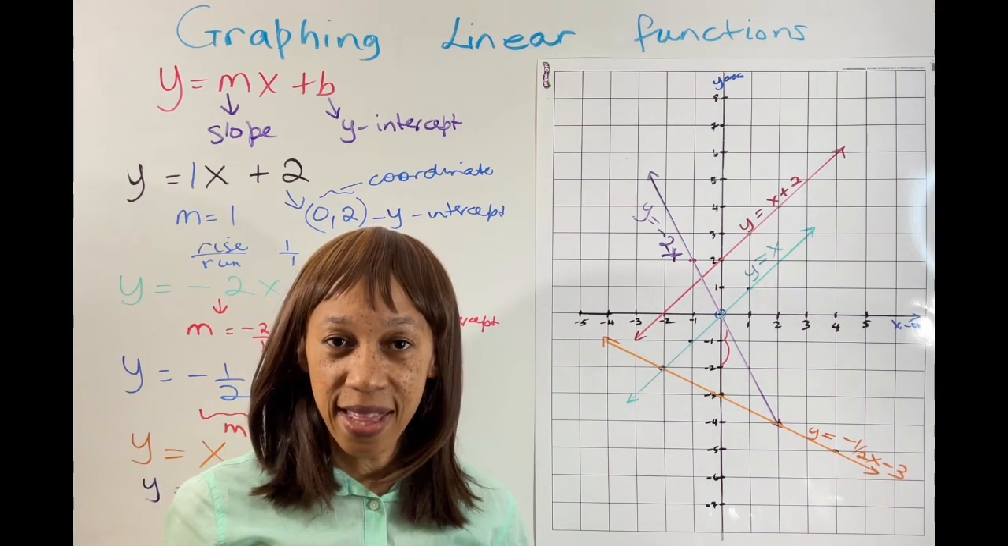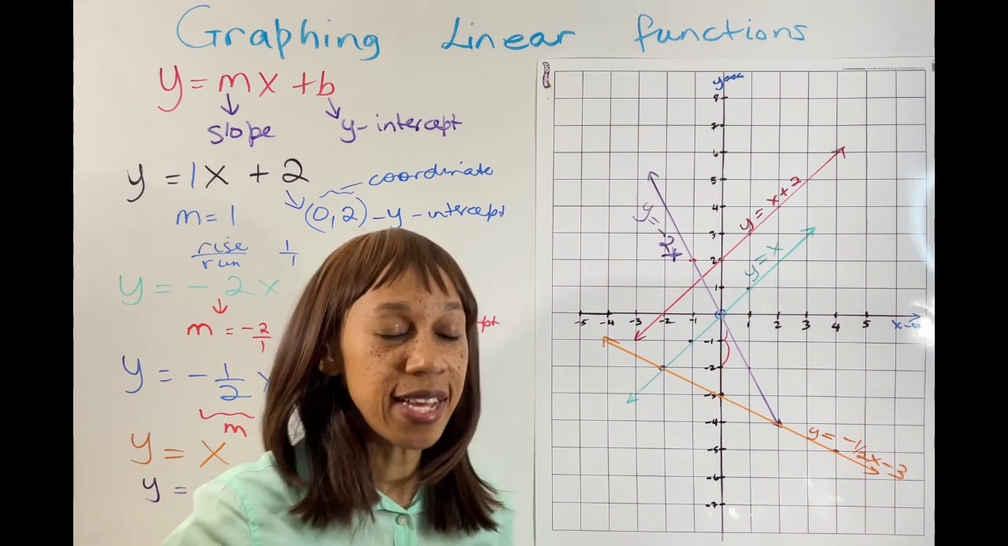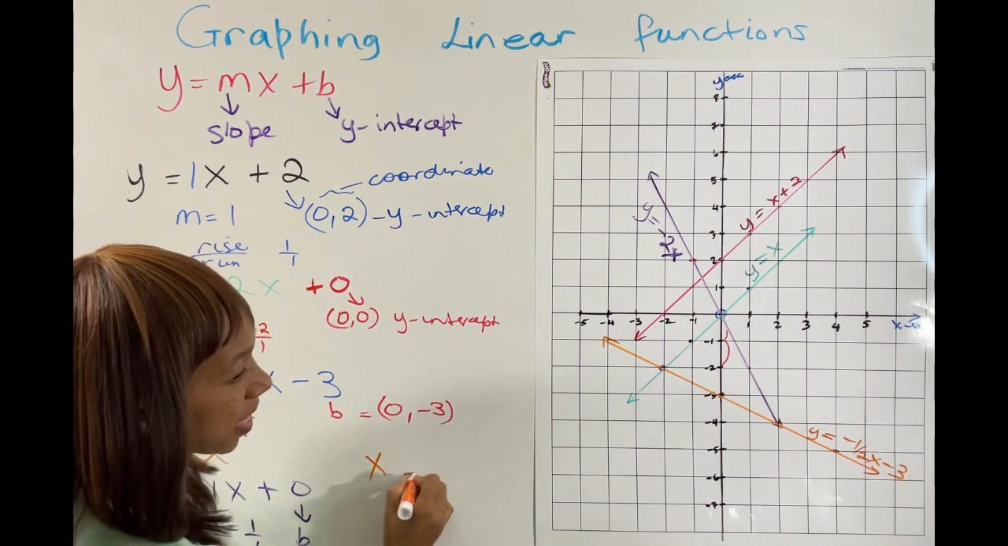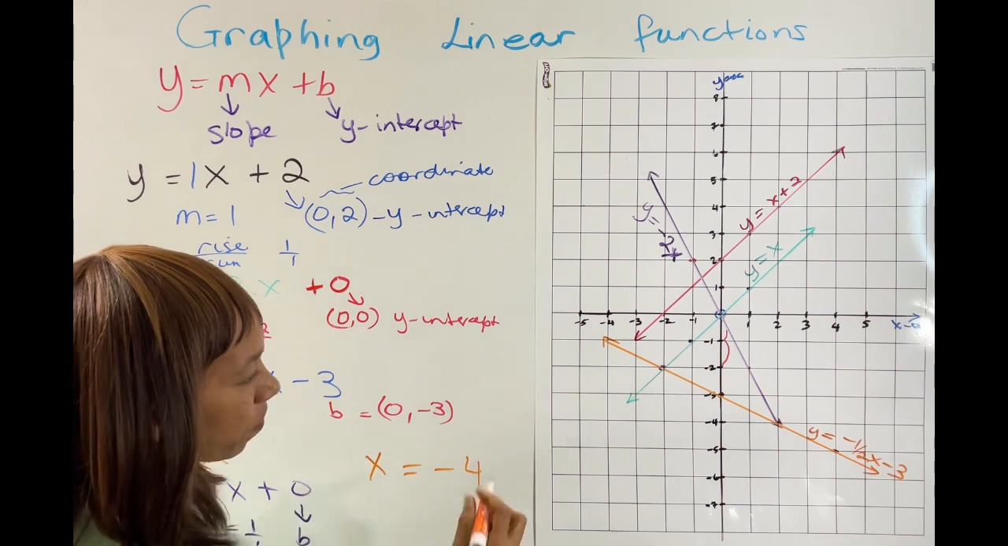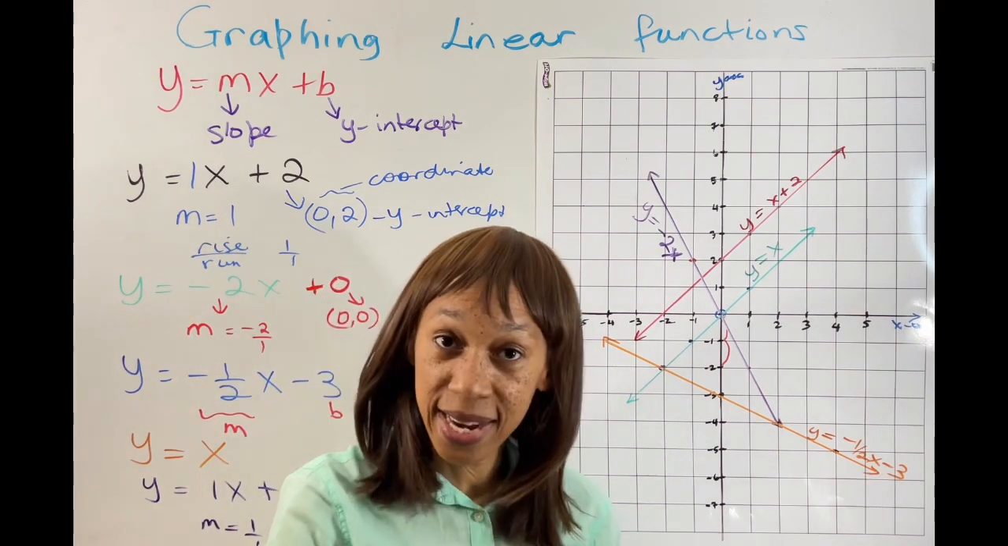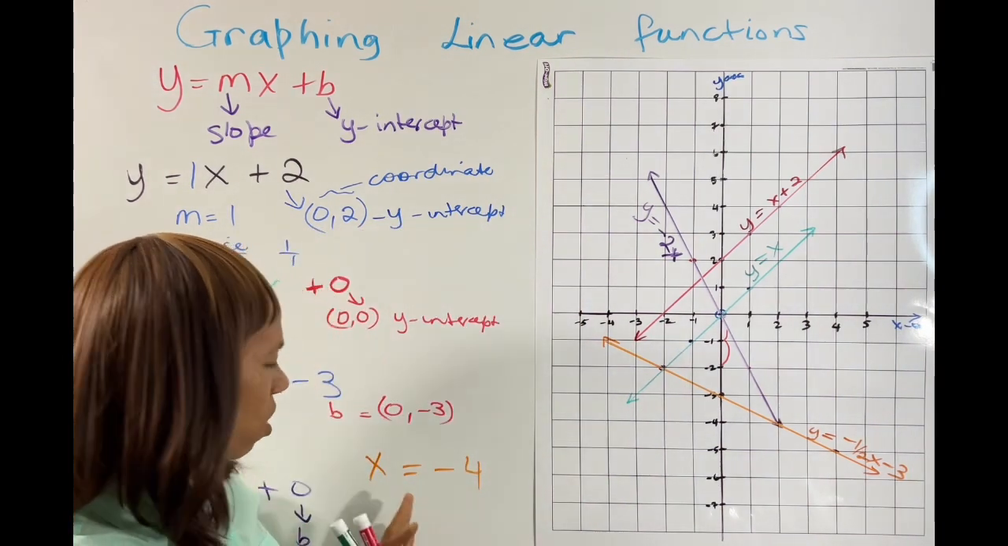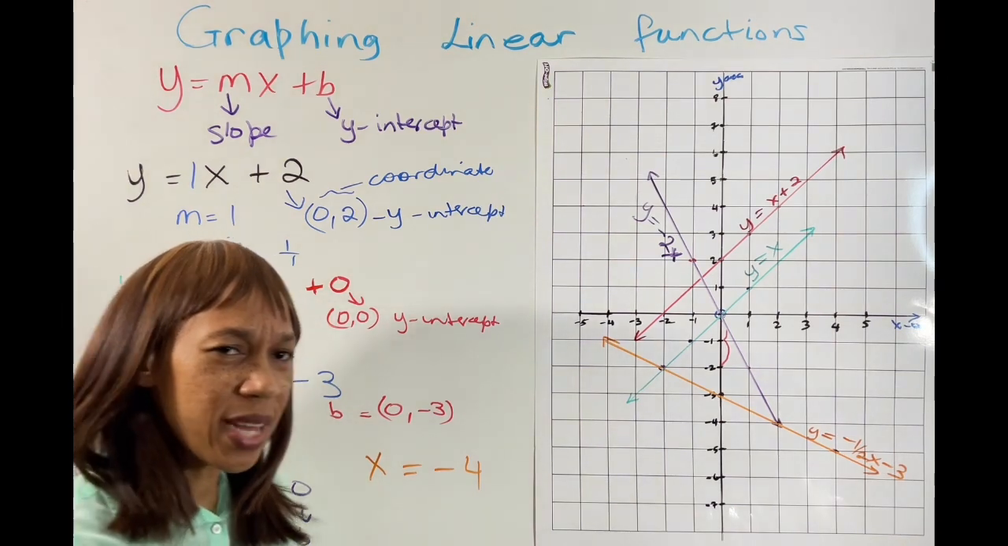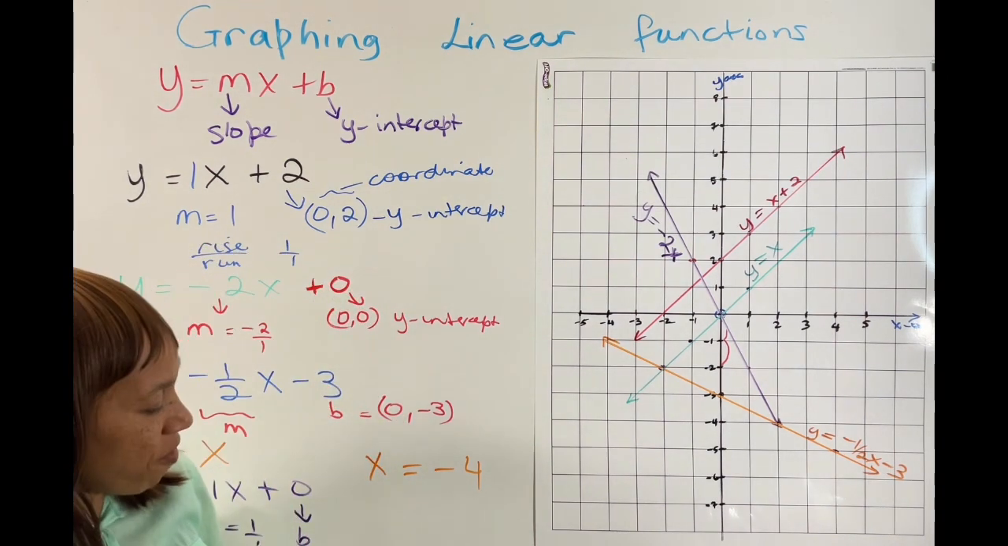The next line that I want to graph for you is x equals -4. X equals -4. Hold up. Wait a minute. Hold up. Wait a minute. Let me put some flavor in it.